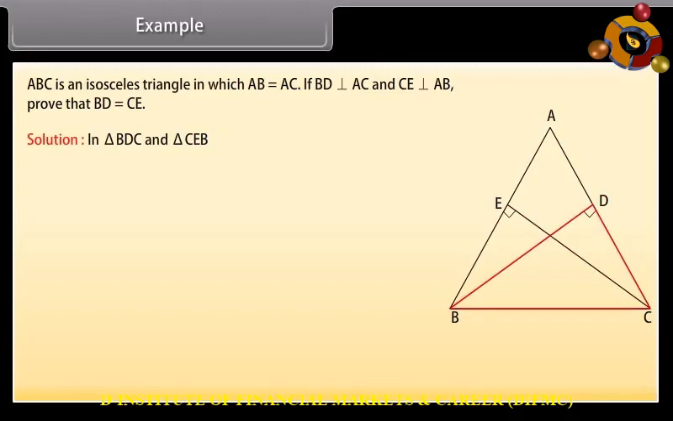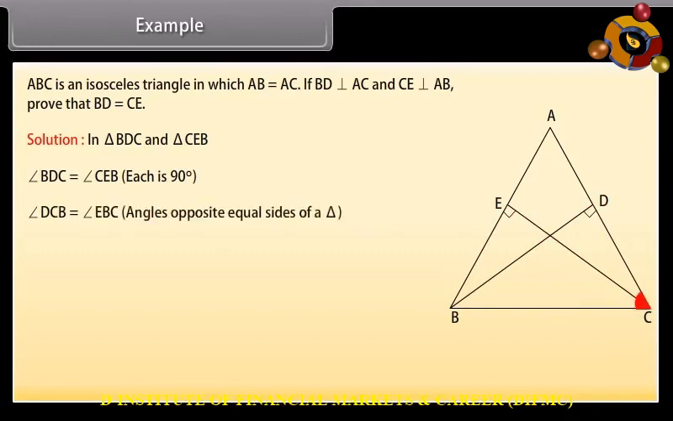Solution. In triangle BDC and triangle CEB, angle BDC is equal to angle CEB because each angle is 90 degrees. Angle DCB is equal to angle EBC because angles opposite equal sides of a triangle are equal, and BC is equal to CB because they are common. Therefore, triangle BDC is congruent to triangle CEB by AAS. Hence, BD is equal to CE.